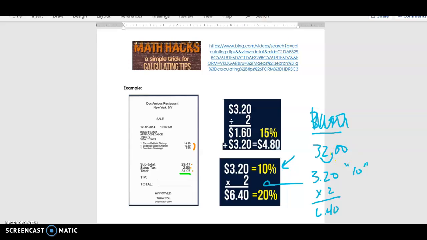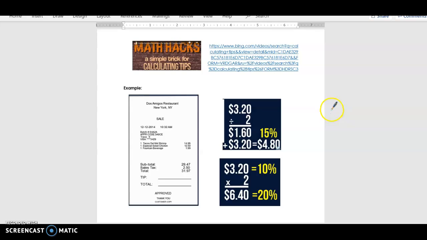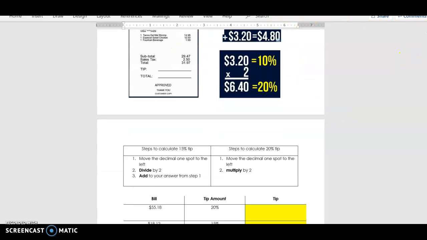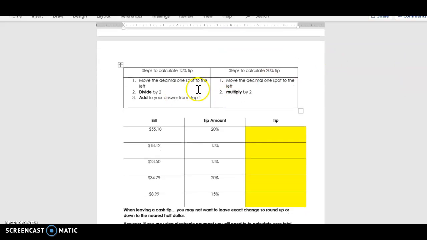So when you go to complete your practice activity, see if I can move down here on my screen. Those steps are outlined there for you. So steps to calculate 15% tip. Move the decimal one spot to the left. First, actually, I'm so sorry, I should have put in there: round your bill to the nearest dollar.